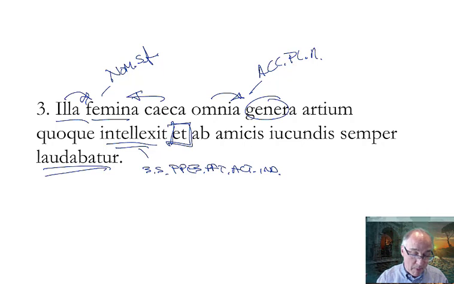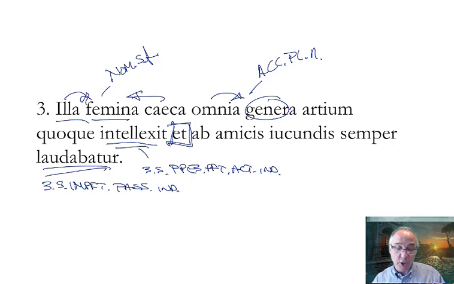And laudabatur, third person singular, this is your imperfect. The BA gives it away. Passive indicative, and she was always praised by her pleasant friends. This is your ablative of personal agent. Ablative of personal agent uses the a or ab. Expect it when you get to the passive voice. Something was done by someone, and here it is right here. Your ablative of personal agent with the preposition ab.